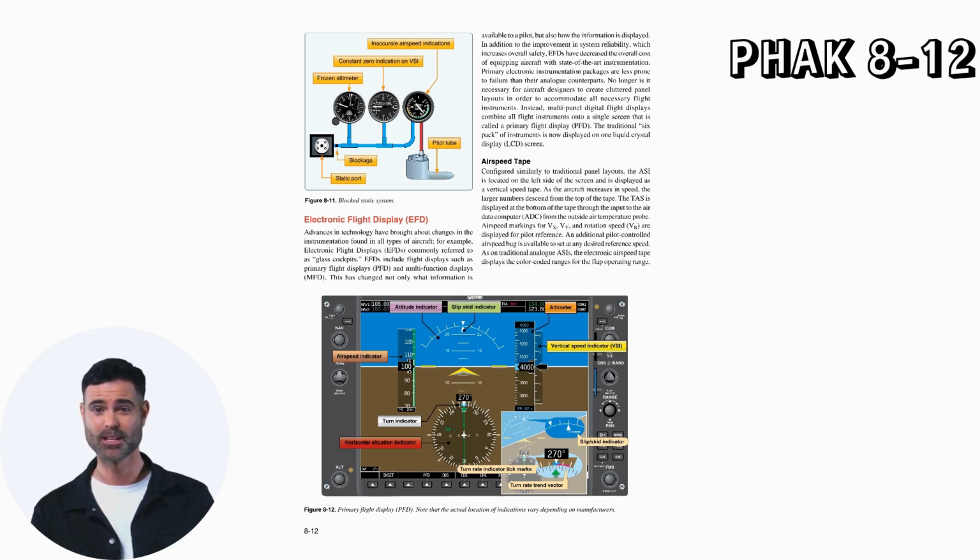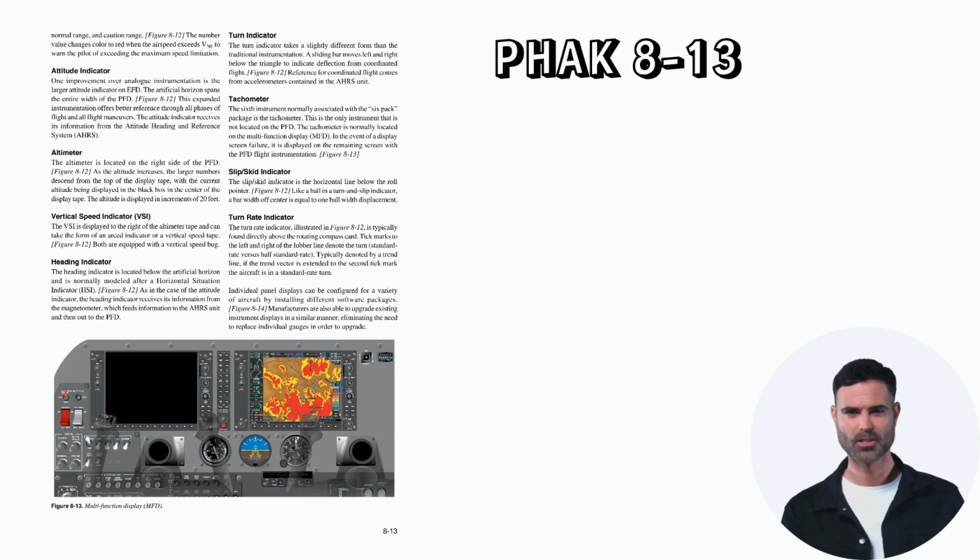Airspeed markings for VX, VY, and rotation speed VR are displayed for pilot reference. An additional pilot-controlled airspeed bug is available to set at any desired reference speed. As on a traditional analog ASI, the electronic airspeed tape displays the color-coded ranges for the flap operating range, normal range, and caution range. The number value changes color to red when the airspeed exceeds VNE to warn the pilot of exceeding the maximum speed limitation.